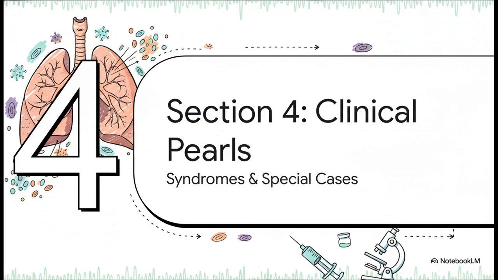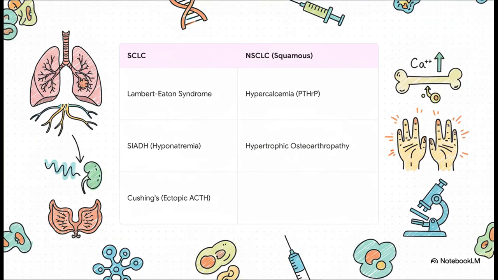Let's lock them in. You can bet you'll get a question on paraneoplastic syndromes, so you need to know these cold. The trick is to link the syndrome to the right type of cancer. For small cell, think of it as the hormone crazy one. It pumps out stuff that causes Lambert-Eaton, SIADH with low sodium, or Cushing's from ectopic ACTH. For non-small cell, especially squamous cell, the classic association is hypercalcemia, caused by the tumor making a PTH-related peptide.